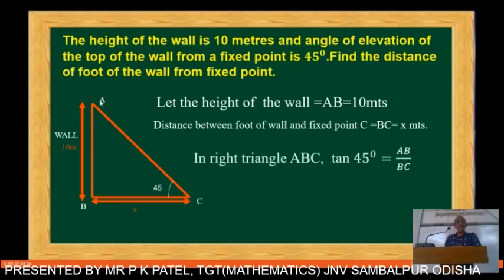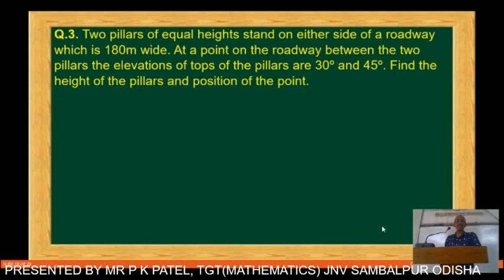In right angle triangle ABC, tan 45, this angle of elevation is given as 45 degrees. So tan 45 equals the opposite side AB by BC. And from the table we can write tan 45 equals 1, and AB is given here as 10 meters, by BC which is x. So on multiplication you will get x equal to 10 meters, and that is the distance from the foot of the wall to the point. Next, come to another problem.